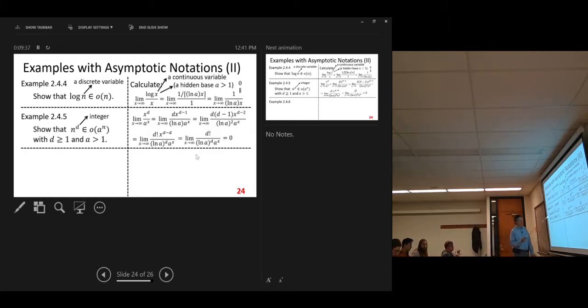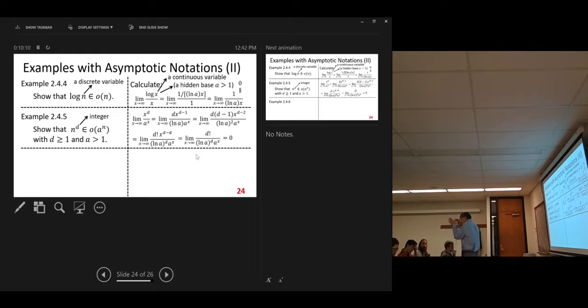Now, after we prove this, I want to generalize this d to any positive number. Let me tell you the idea. For any positive d, how can we prove that? Can we find two adjacent integers such that this d is between those two adjacent integers? We can find that, right?